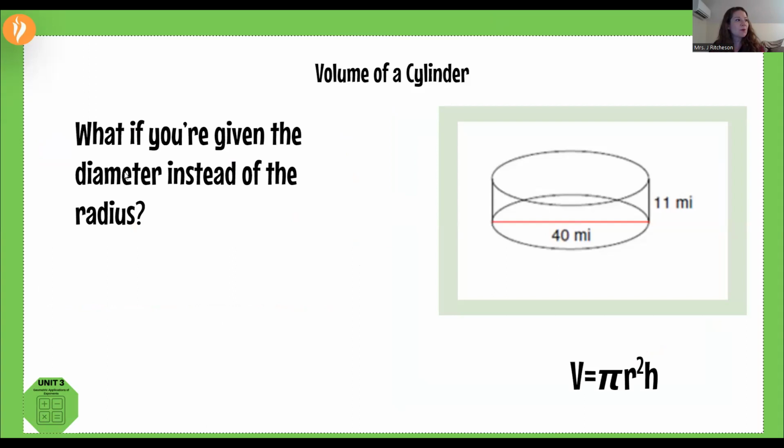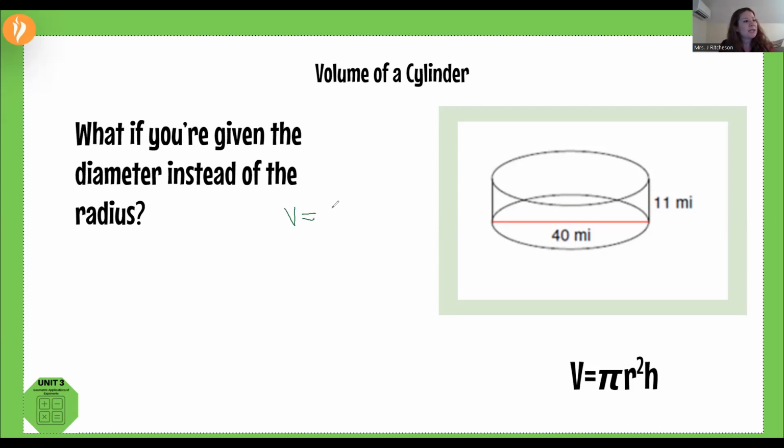All right, so sometimes, of course, they'll give us the diameter instead of the radius. So the diameter is the length across the whole circle. So what do we have to do to our diameter to find the radius? Well, we would just split it in half. So what's half of 40? So half of 40 is 20.